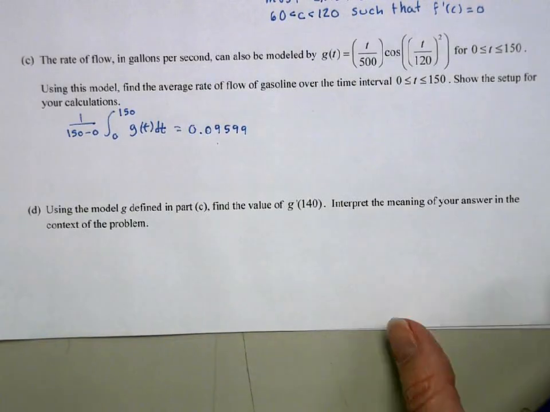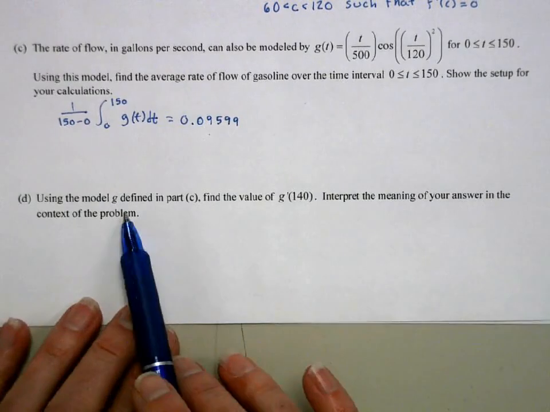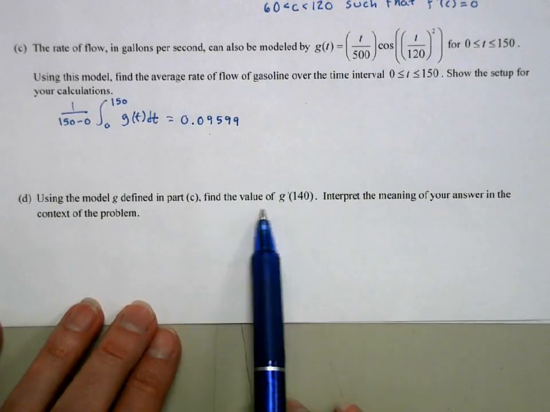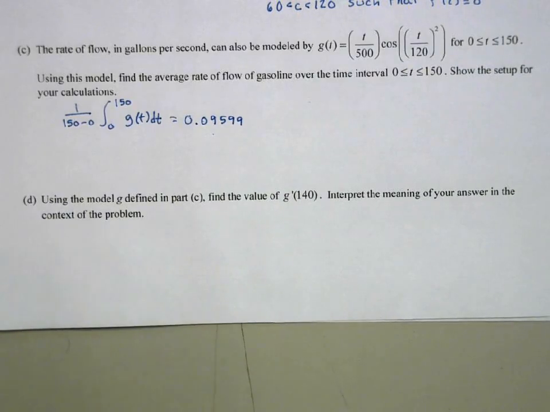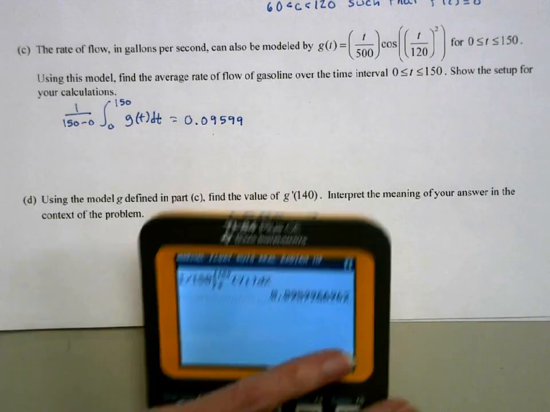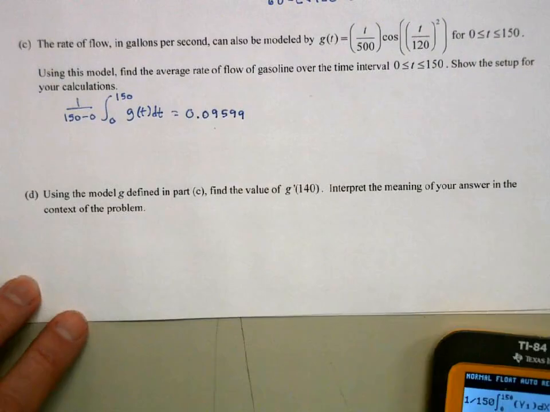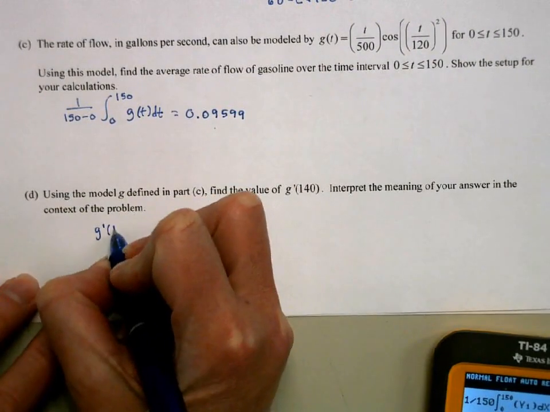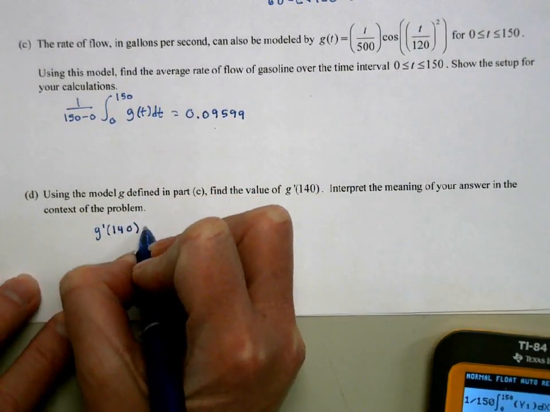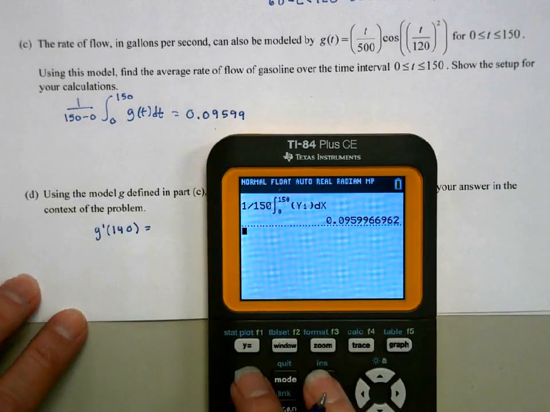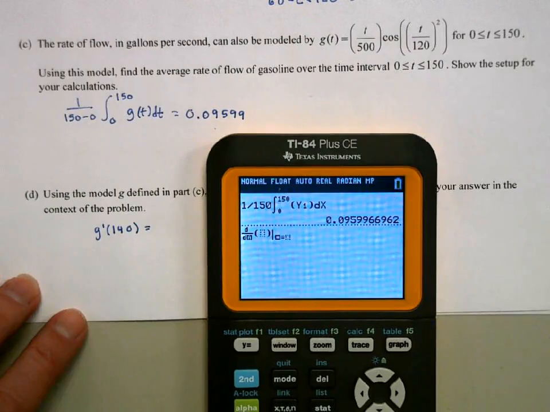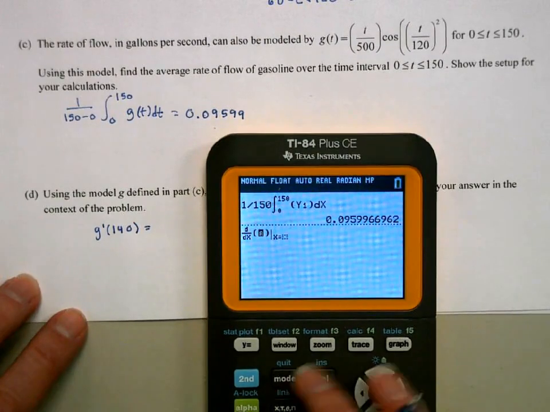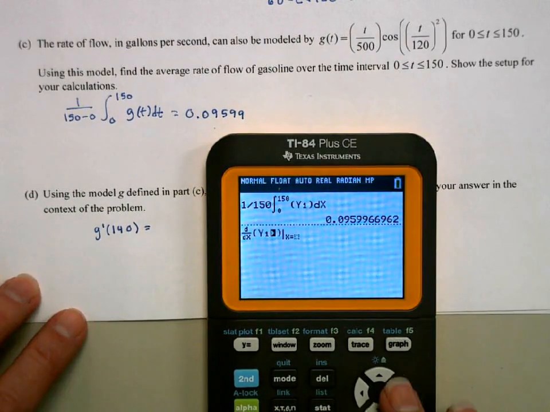The last part of this problem, using the model G that we just did, find the value of G prime of 140, and then we're going to interpret the meaning in the context of the problem. So first up, we're going to go ahead and take the derivative. Let the calculator do this. Okay. We stored it in y1, so we'll do our derivative of y1 evaluated at 140.